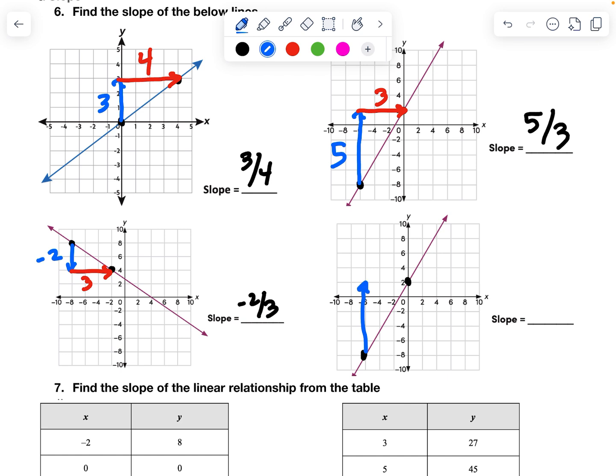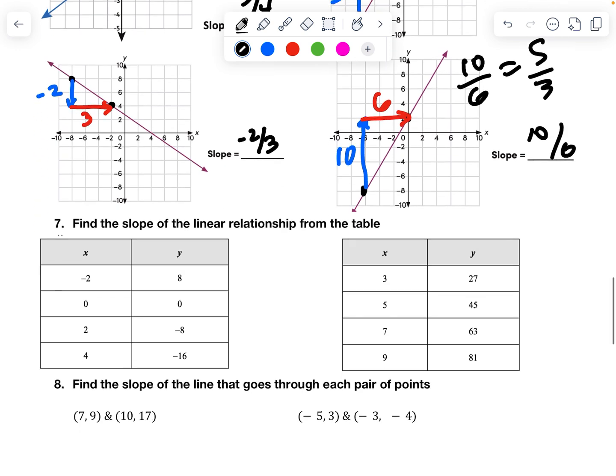If we look at this, every box is worth 2. So I've gone up 2, 4, 6, 8, 10. And I've gone to the right 2, 4, 6. So my slope is 10/6, which is the same as 5/3. Either one of those can be your answer. Let's just give 10/6.